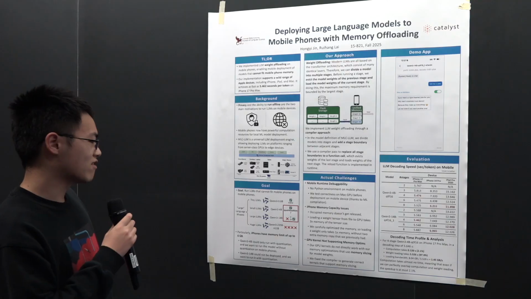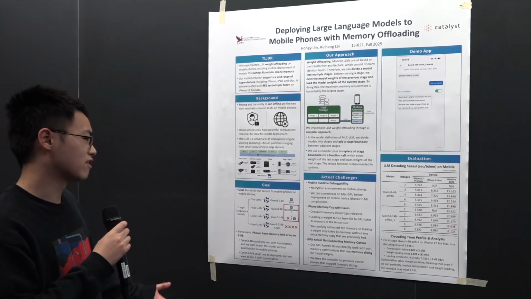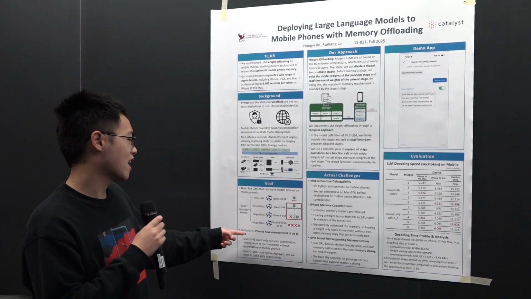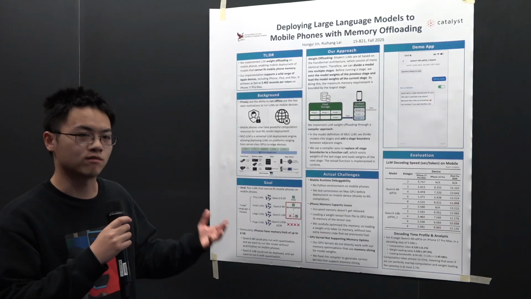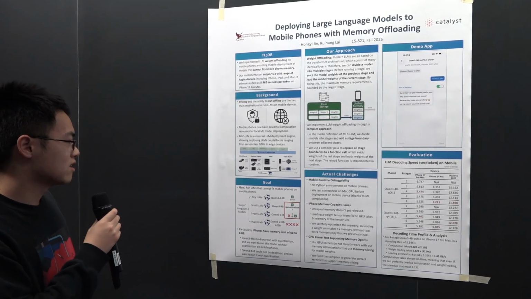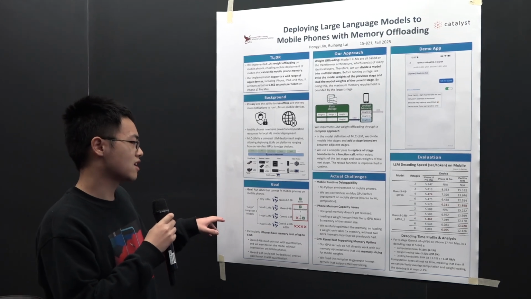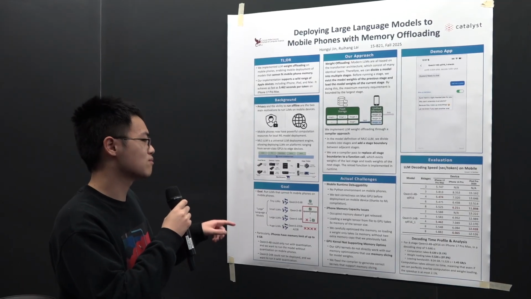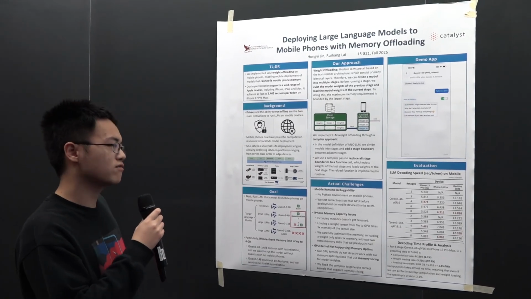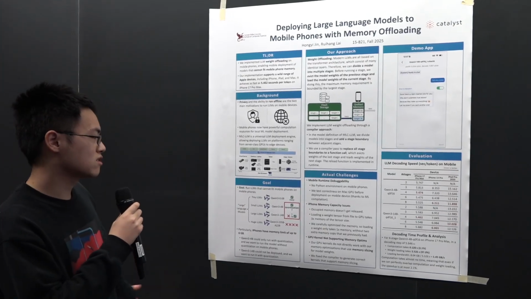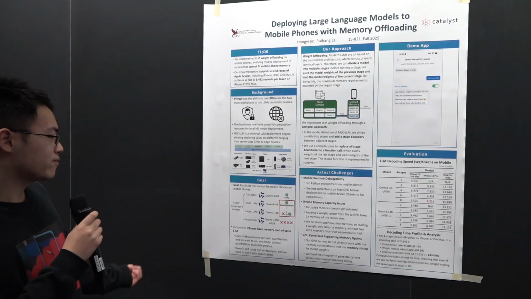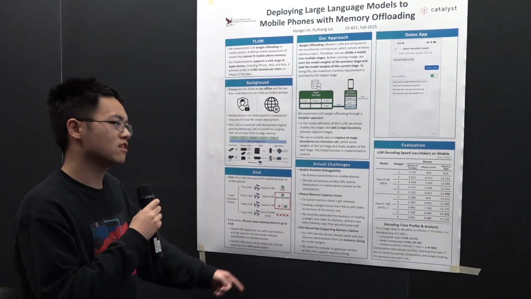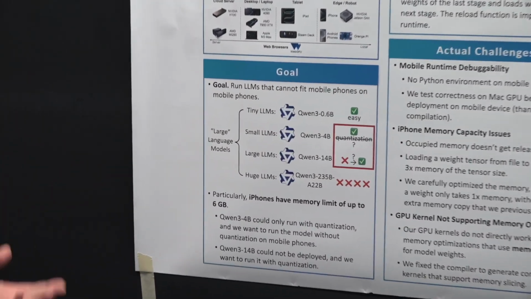Every mobile phone has a memory limit, so some iPhones even have only 4 GB for each application. The latest phones have 6 GB, but it's still quite small relative to the total model weight. So for very small LLMs, say Qwen3 0.6 billion model, it's easy to deploy because it naturally fits in the phone's device memory. But for large LLMs, say 4B or 14B, we cannot naively deploy it on phones.